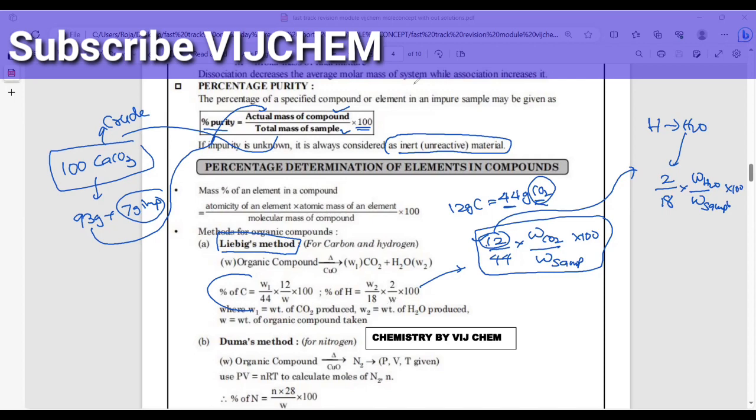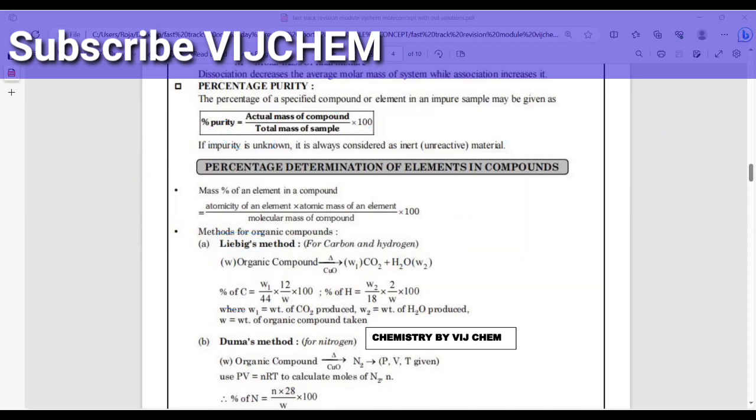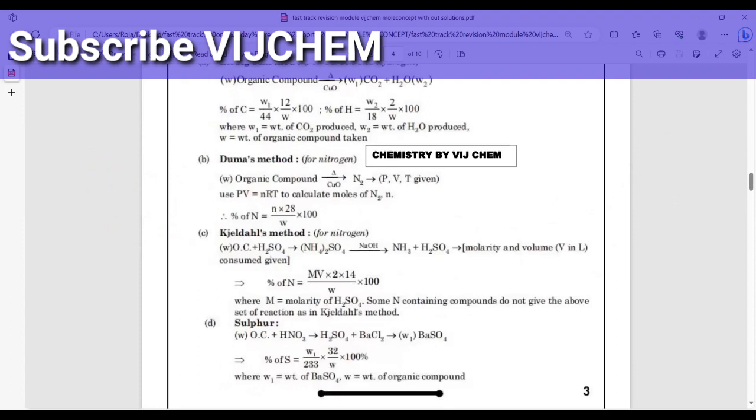When nitrogen is there, we can use other methods, the Dumas method and the Kjeldahl method. In the Dumas method, all the nitrogen is converted into N2. In the Kjeldahl method, all the nitrogen is converted into NH3. In Dumas we use the states of matter formula, PV equals nRT, so with that you can find the mass of the nitrogen and substitute to get the percentage of nitrogen.